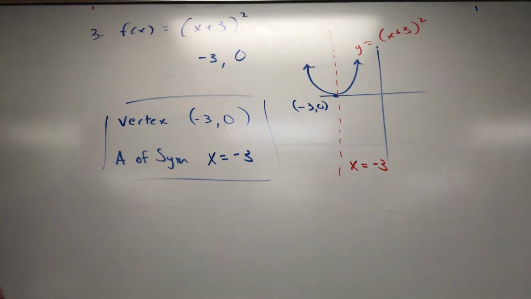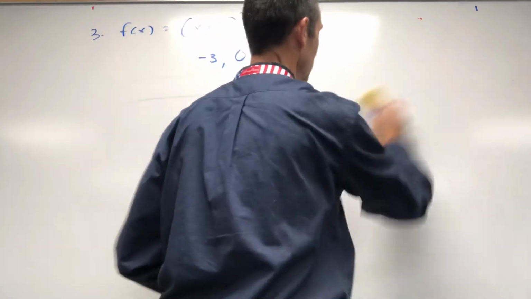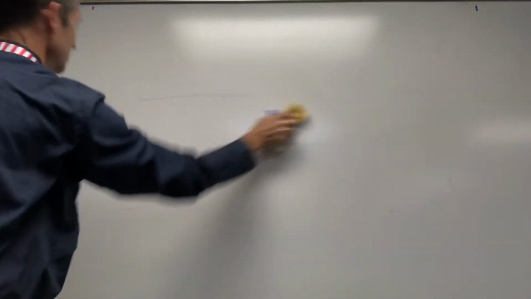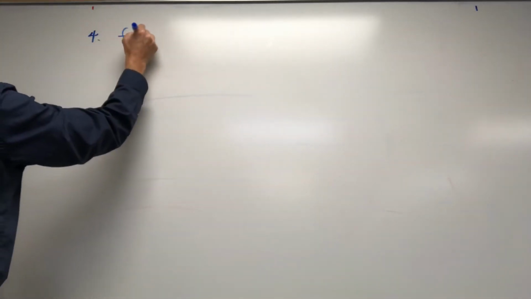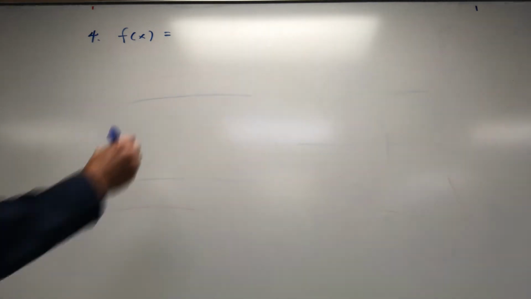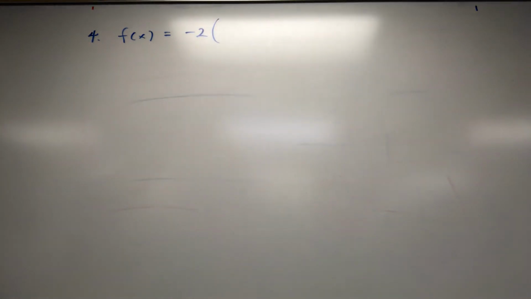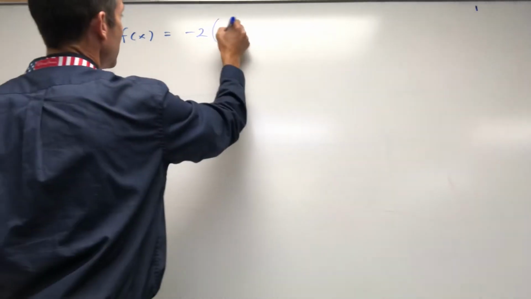That's 3 of them. Let's throw in some crazy stuff on these last 2. Let's put in the shrinks and the stretches. Let's see what we got here for number 4. A negative 2, okay, and a reflection. All right, we're going to flip this one. Minus 4, minus 3.